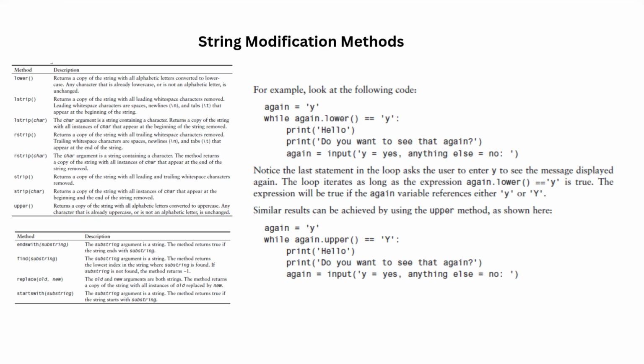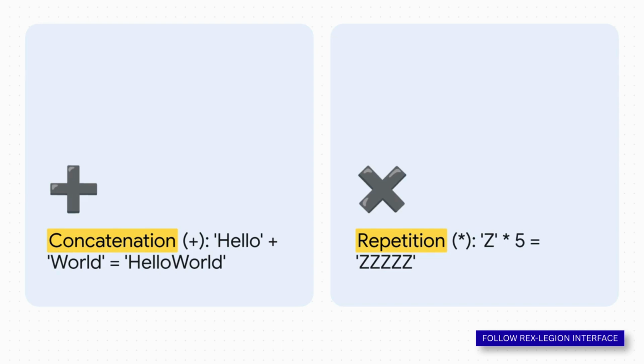Now, here's something kind of fun. It's fascinating to compare the concatenation plus sign with the repetition asterisk. The asterisk instantly scales and multiplies your text. If you've ever needed to quickly draw a divider line in a terminal output, you don't actually sit there and type 50 dashes. No way. You just tell Python to print a dash multiplied by 50, and it generates that repeating string in a fraction of a millisecond.